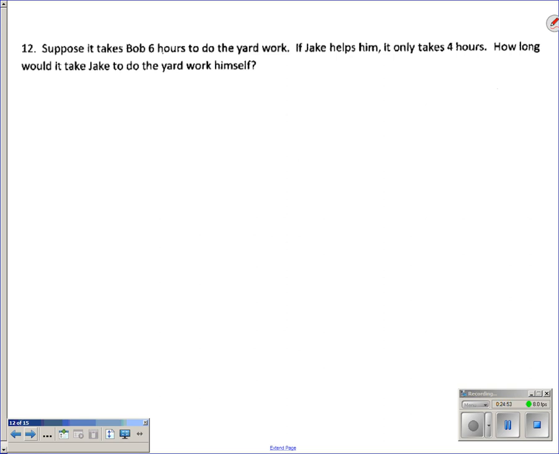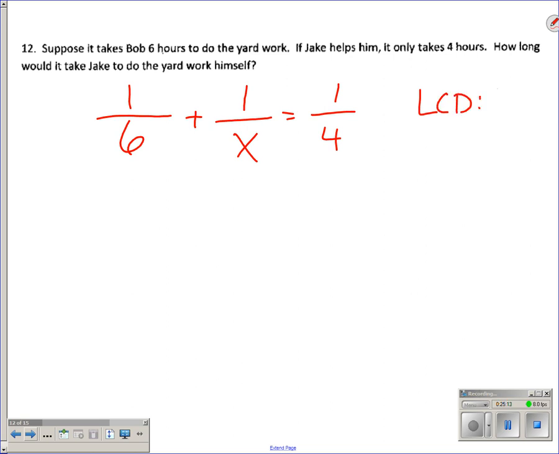Remember the formula for this. It's 1 over the time it takes one person, Bob, plus 1 over the time it takes the other person to do it, in this case Jake, which I don't know, is going to equal 1 over the time it takes for them both to do it, in this case 4 hours. And then it's just an equation that you need to solve, which I would recommend doing by multiplying by your LCD to get rid of the fractions. In this case, I believe the lowest common denominator is actually 12x, because if I multiply everything by 12x, that should be the lowest multiple.